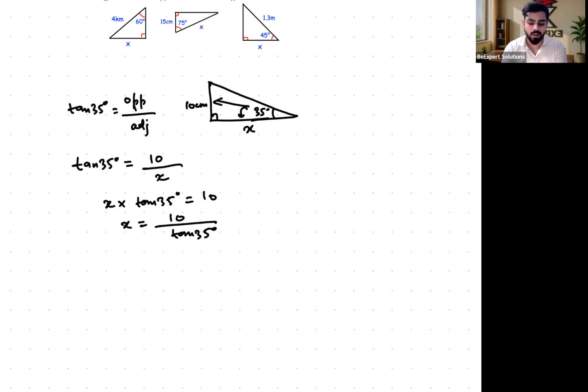If you do tan 35 degrees, it is basically 0.7002, and you have 10 divided by this, right? So 10 divided by 0.7002 is basically equal to 14.28. So basically your x comes out to be 14.28. So in case of these kinds of angles, where the angles are not the predefined ones given to you, you need to apply this kind of logic to solve the question, guys. I hope that makes sense to you.